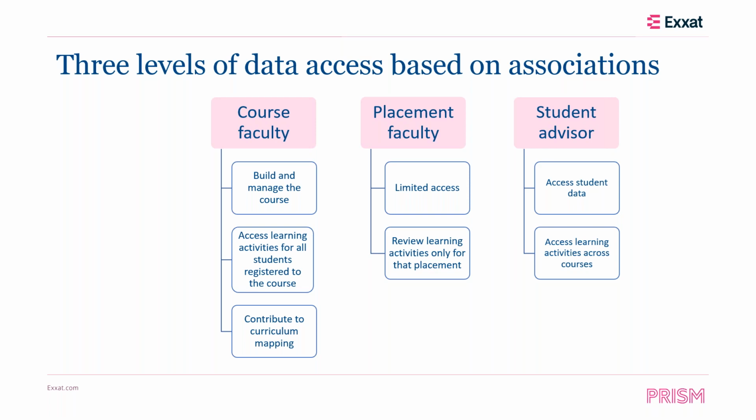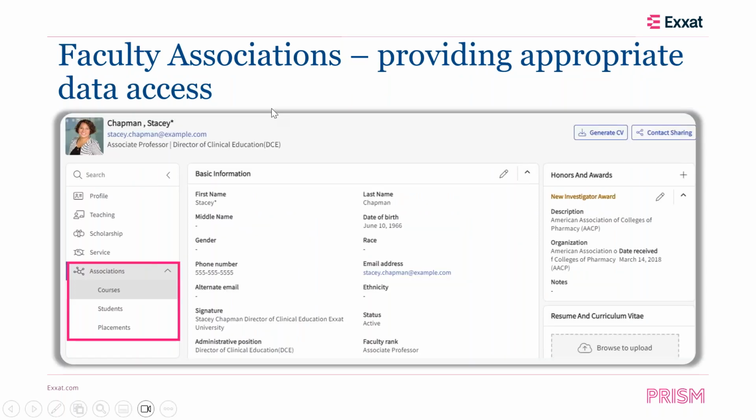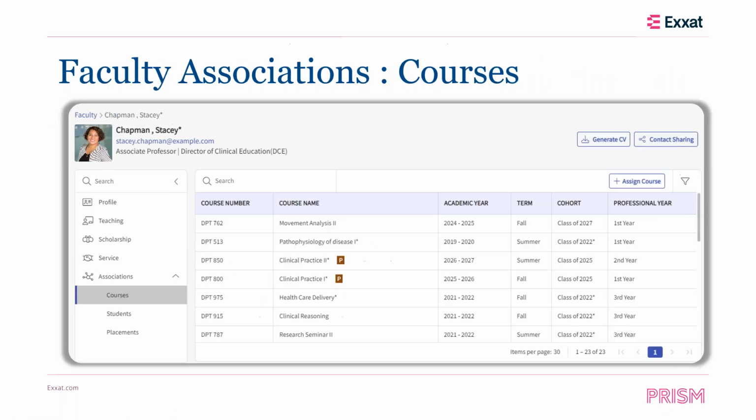So let me quickly show you how you can associate a faculty in different contexts. If you log in as an admin and go to the faculty module, when you click on a particular faculty, this is what you see. On the right side, you can see the complete information about the faculty: the profile details, first name, last name, contact details, everything. When I click on the course association, I can see the different courses with which that faculty is associated.